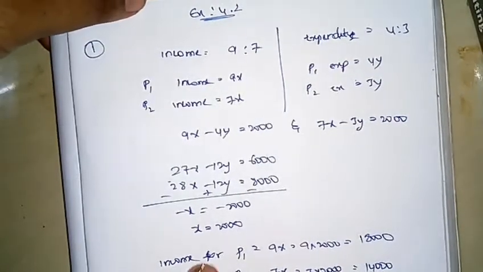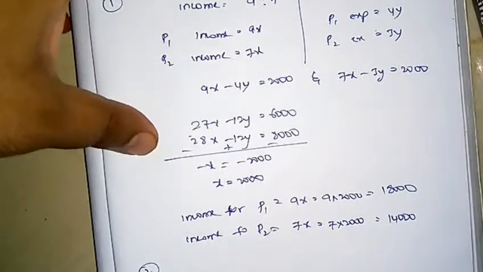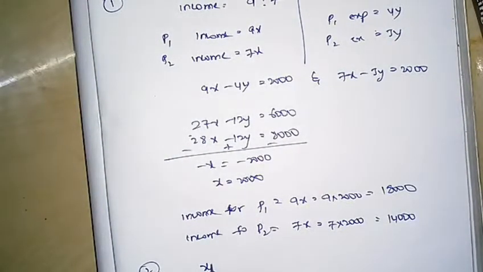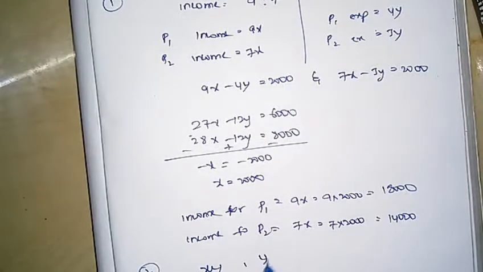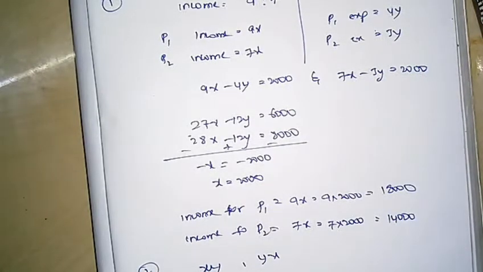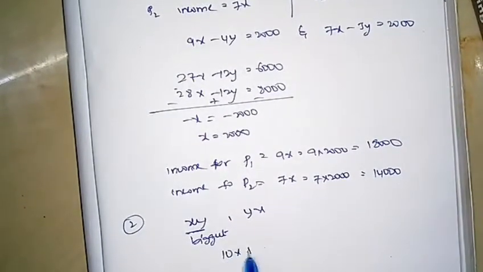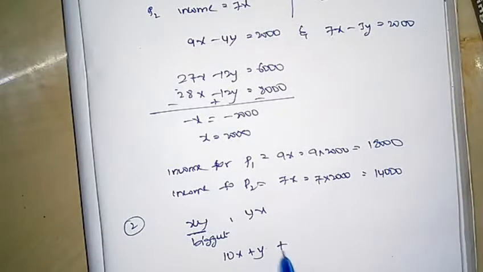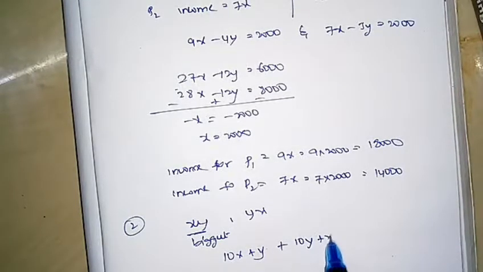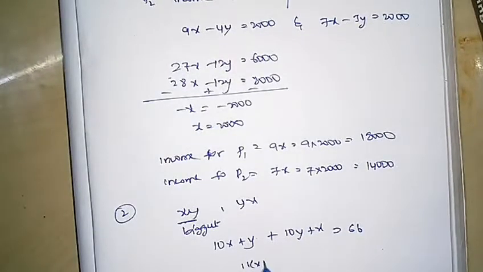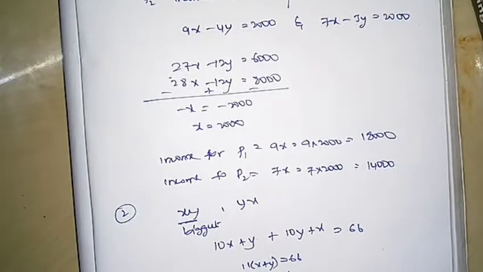The sum of a two-digit number and the number obtained by reversing the digits is 66. Let xy be the number, and reversing it you get yx. Let us assume that xy is the biggest number. What you get is 10x plus y plus 10y plus x is equal to 66. That means 11 into x plus y is equal to 66. So x plus y is equal to 6.